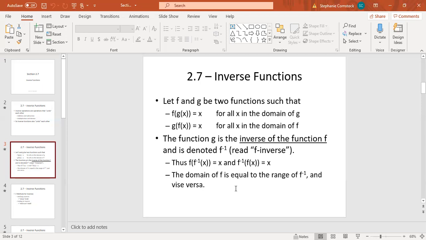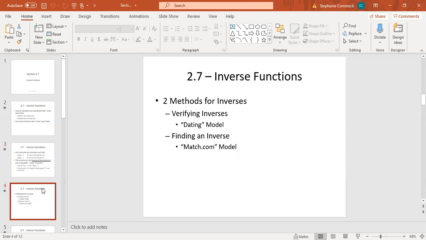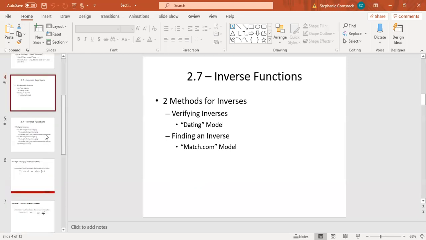Now, I oftentimes call them soulmates in a math setting. So you only get one soulmate. There's kind of two ways that we're going to look at this. We're going to look at verifying inverses, which is what I call the dating model, and then finding an inverse, which is pick your favorite site. I've got match.com here. Pick your favorite site where it uses an algorithm basically to help you sort this out. So we're going to look at verifying inverses first.